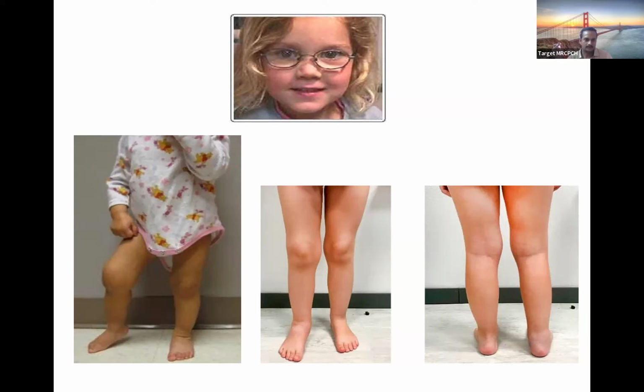Now, do not say rheumatoid arthritis or reactive arthritis in children, because they have different terminologies in children. The nomenclature is different, so we don't say rheumatoid arthritis in children.